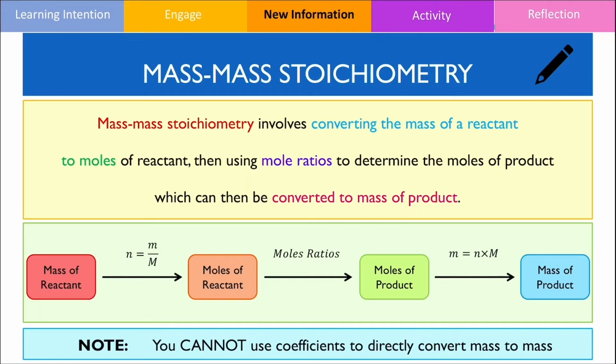I would like to add that this process is interchangeable. So instead of being given the mass of reactants, we could be given the mass of a product instead, and then we can work out the mass of reactants that's required for this particular chemical reaction. In this video, we're going to be looking at two examples.